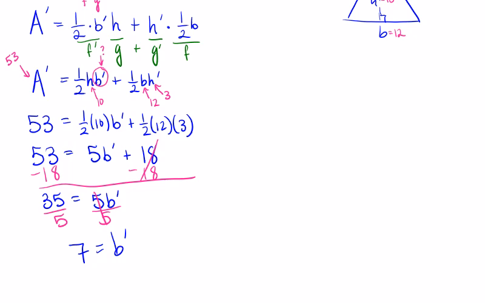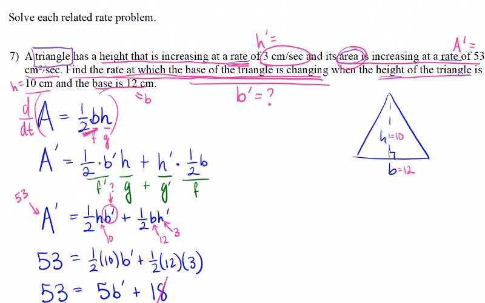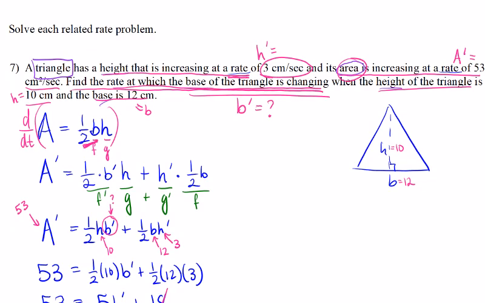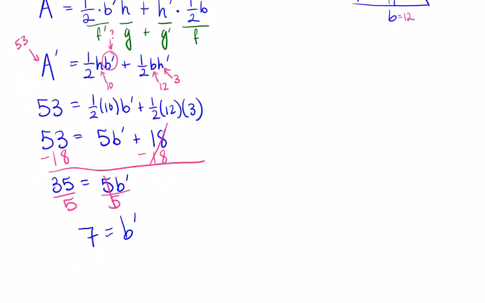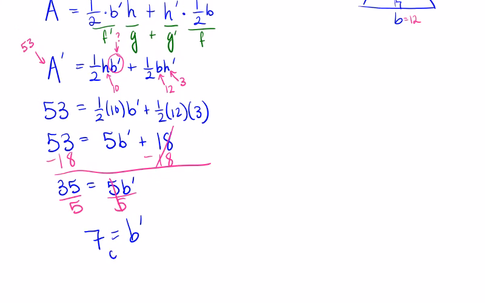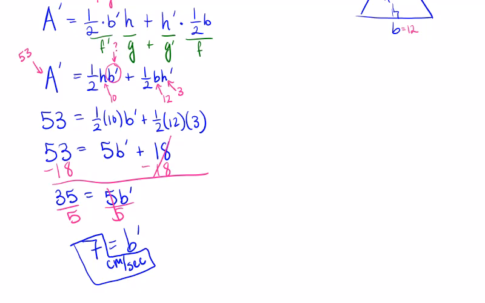We got our value, but don't forget your units. Remember, we're talking about the rate of change of the base. The height is centimeters per second. The area is square centimeters per second, centimeters squared per second. And so for base, that's going to be centimeters per second, same as height because it's a length, right? All right, so 7 centimeters per second is the rate of change of our base when all the other parameters are in place. And so that's the answer to this question here.